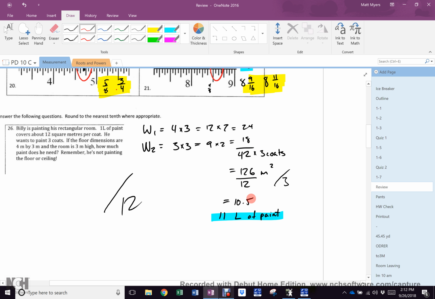Then the lawyers take over. Half of you will say, it's 10.5. Half of you will say, it's 11. And the only person that matters is me, and I don't care because I care about this part of it.